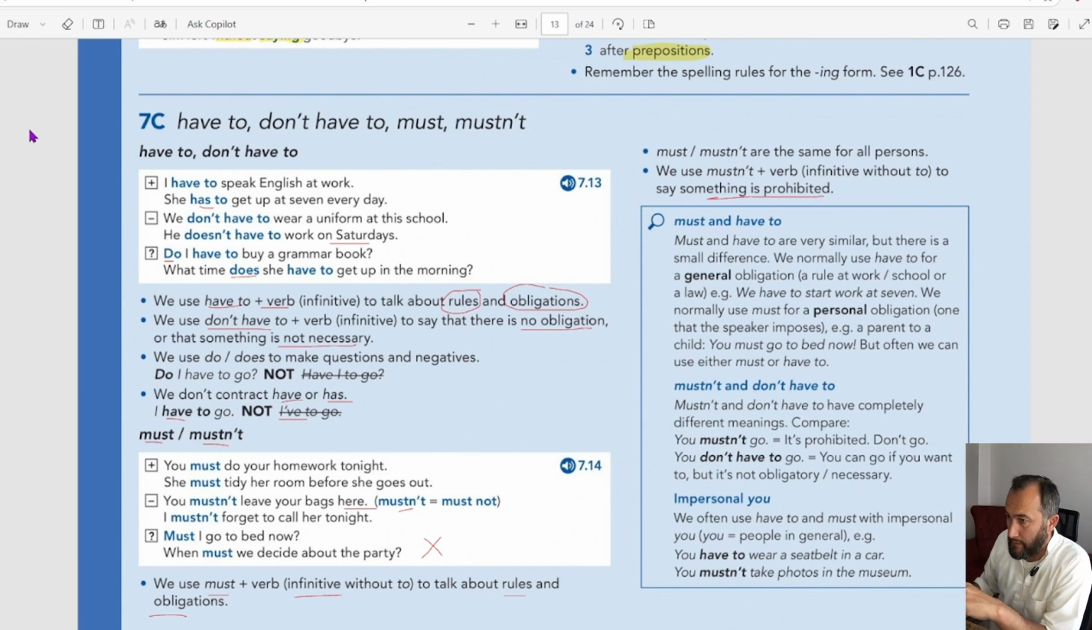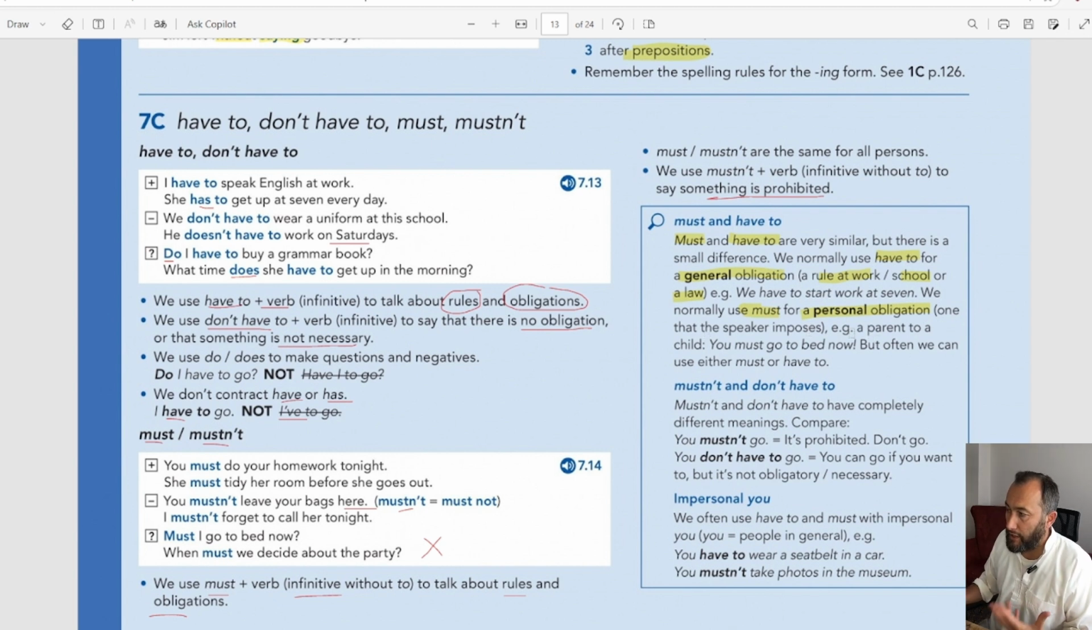Must and have to are very similar, but there is a small difference. As I said, we normally use have to for general obligation, external obligation or necessity. This general obligation is like a rule at work, school, or law of a country, right? Example here: we have to start work at 7. So the must, as you can see, is personal obligation. It's something that comes from internal necessity.